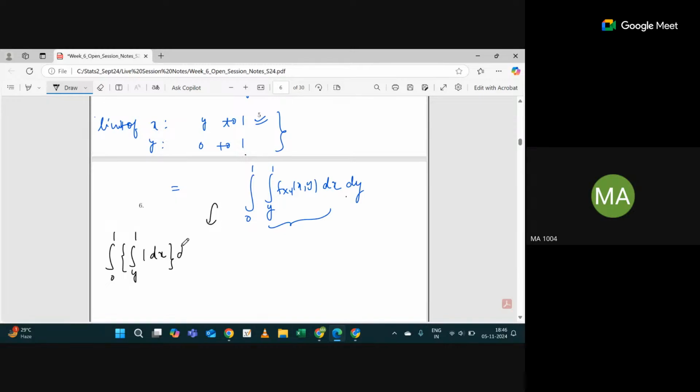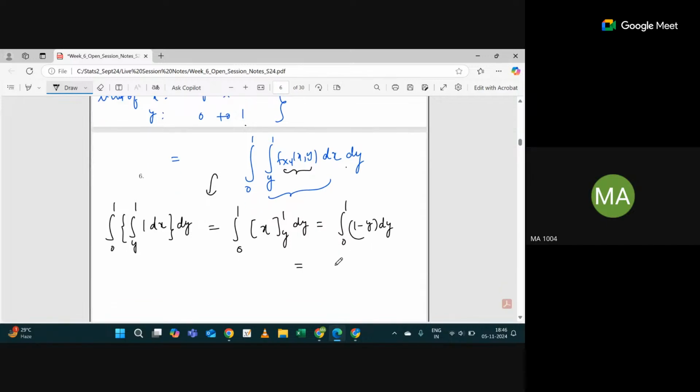Correct? It was given in our question, this joint density. Integrating from 0 to 1, it will be x y to 1 dy, 0 to 1, and it will be 1 minus y dy. Now you can see I have to integrate 0 to 1, only then I will get the value of some probability part. So it will be 0 to 1, 1 into dy minus 0 to 1, y into dy.